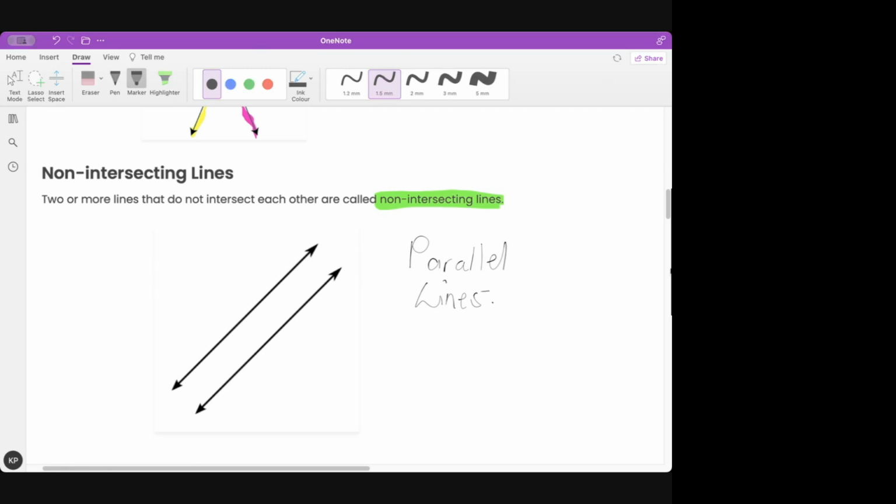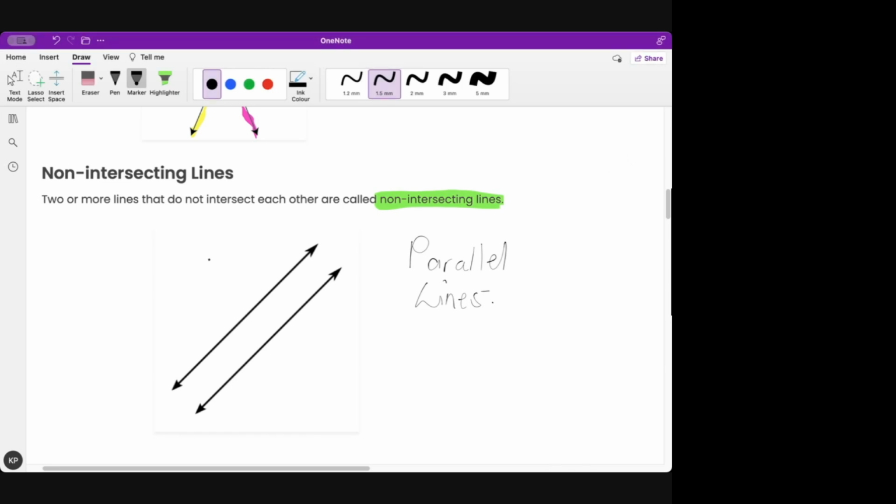Remember, in math, you never assume. I know you see two lines there that look like they're never going to cross, but there's a certain way we use to indicate on the line that these are parallel lines. What is that way? Let me hear in the chat. I know you guys know this. There we go. We use little arrows.